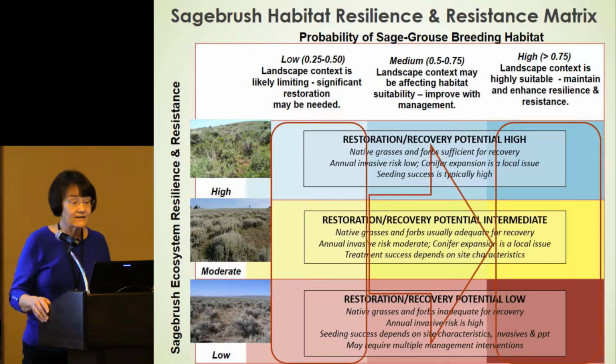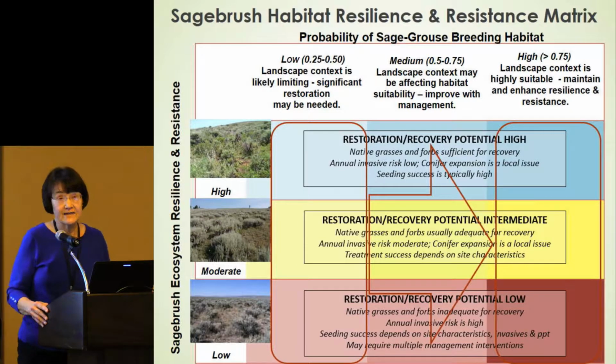If we look at the final column, our high resilience and resistance areas, these are often our intact sagebrush communities that we want to manage to maintain and enhance both resilience and resistance. Protective management here might be stepping up early detection and rapid response of our invasive species that are coming into these areas, as well as more careful monitoring of livestock management. They also may include preemptive activities such as fire management activities, as well as conifer removals.